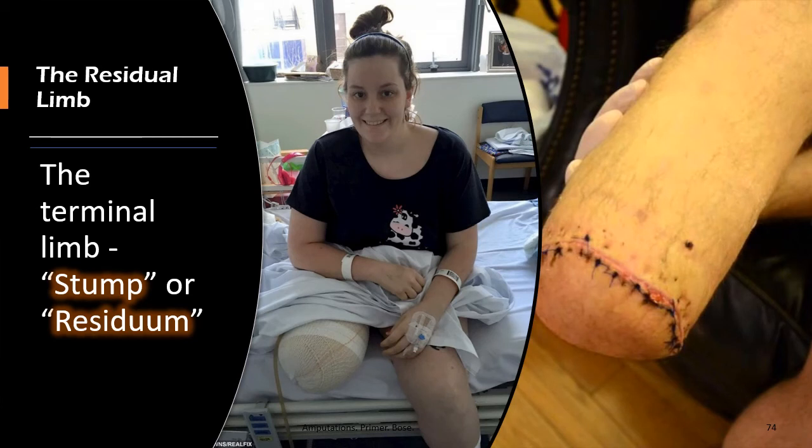Before we embark on studying the complications, let us clarify the basic terminology we will use. After the process of amputation is complete, the remaining limb can be called the terminal limb, or stump, or residuum. Majority of these post-surgical complications in amputations deal with the stump. However, there are non-stump complications as well.